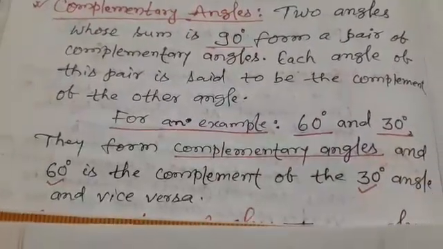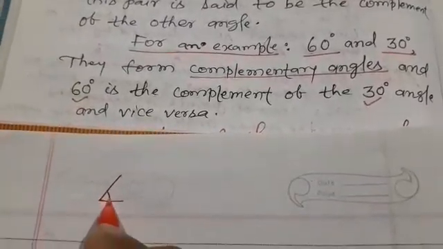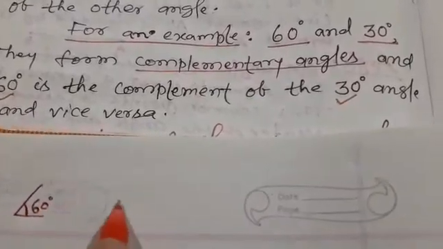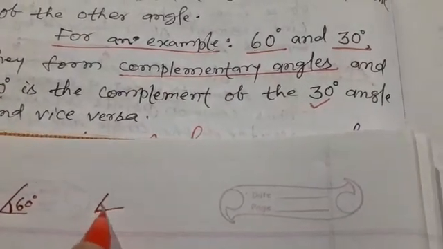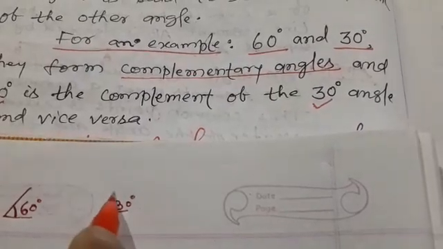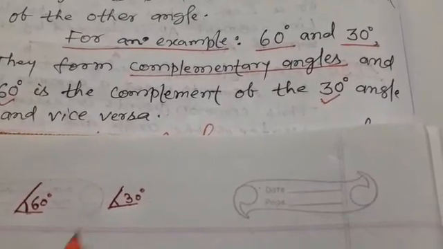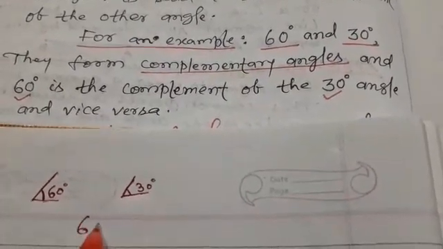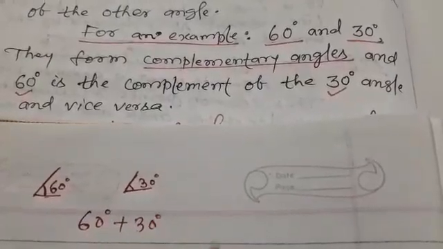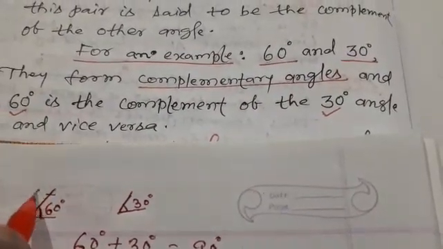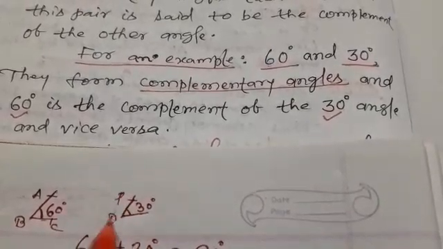Here we see, suppose that it is an angle whose measure is 60 degree and other angle whose measure is 30 degree. Here two angles are written. When we add these two angles, then measure of these two angles becomes 90 degree. 60 degree plus 30 degree, it becomes 90 degree. Then we can say that, suppose the name of this angle is ABC and the name of this angle is PQR.